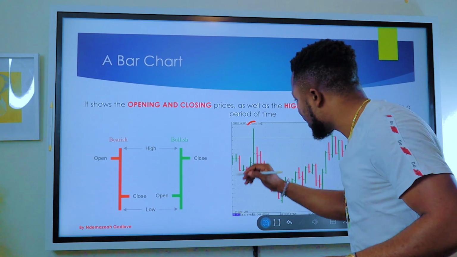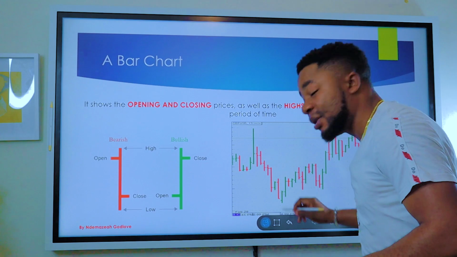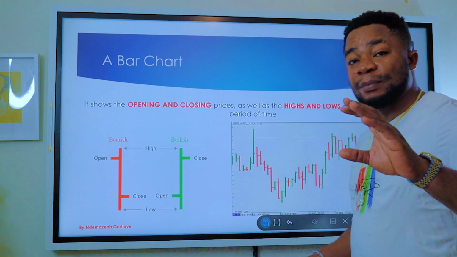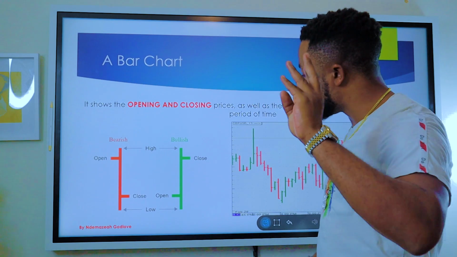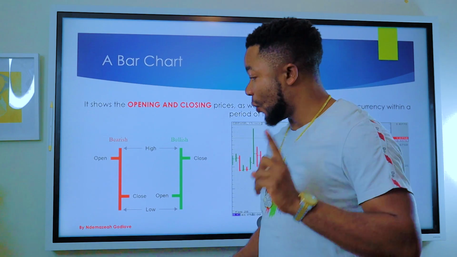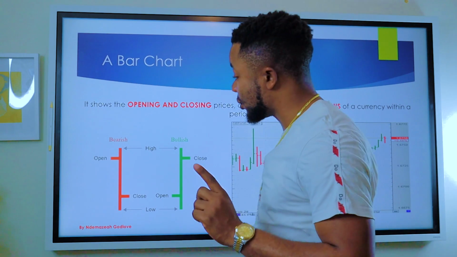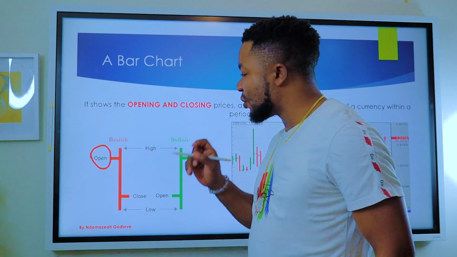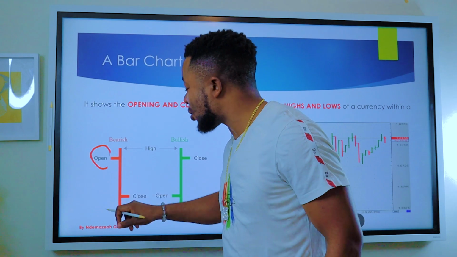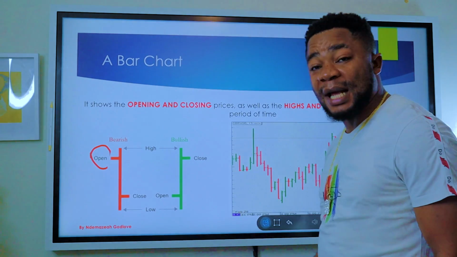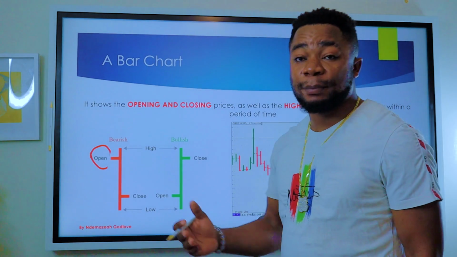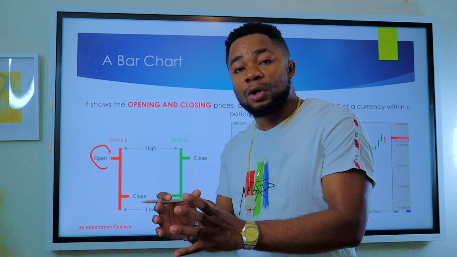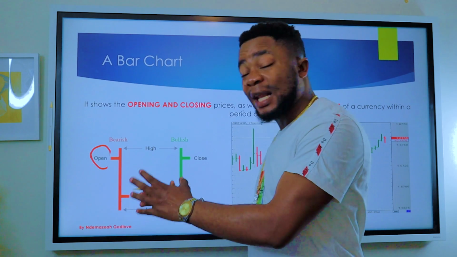You can see there are many bars here. That's why it is called the bar chart. And each of these bars has 4 important things you have to take into consideration. The first thing is the open price of that particular bar. The open price just stands for the price where that particular currency started trading at that particular period.